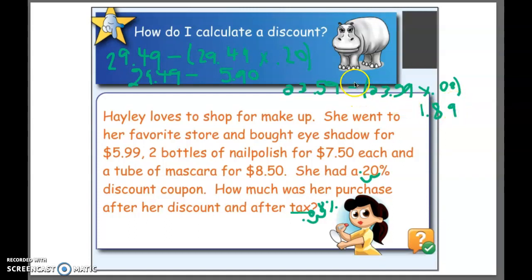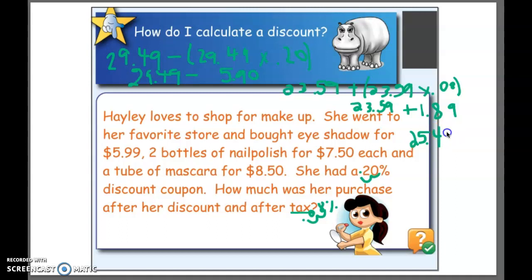We're going to add, that's not bad, tax is adding. So we're going to add it to $23.59. When we have tax, you don't take it away, you add it back. So that's $23.59 plus $1.89. You get a total of $25.48.